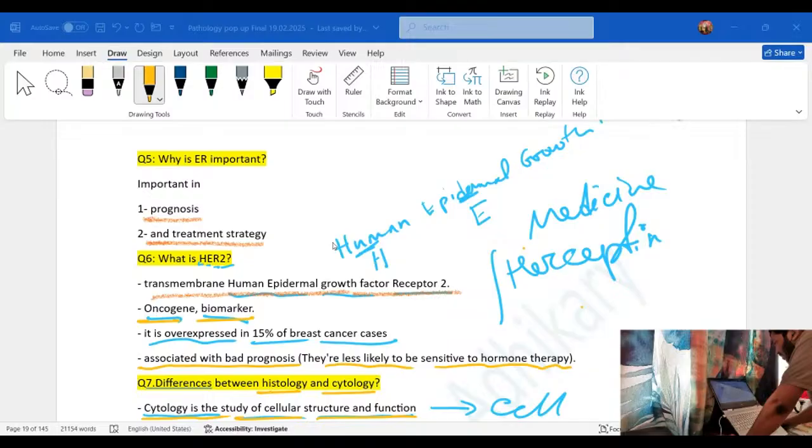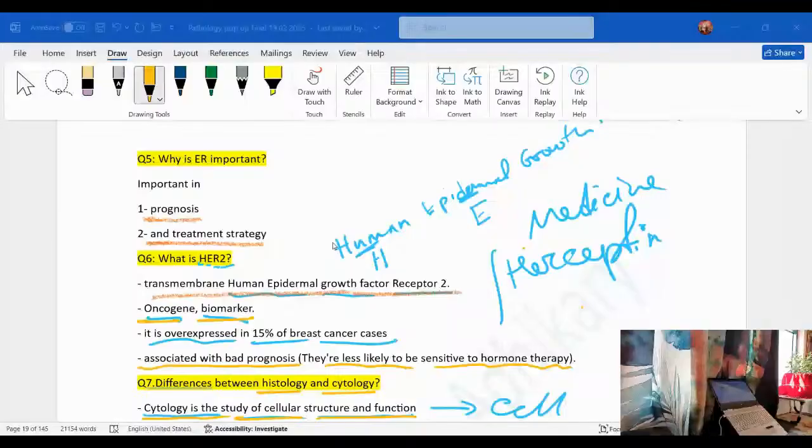So overall, what is HER2? Human epidermal growth factor receptor 2, a transmembrane receptor. It is an oncogene and biomarker, overexpressed in 15% of breast cancer patients and associated with bad prognosis, because they are less likely to be sensitive to hormone therapy.